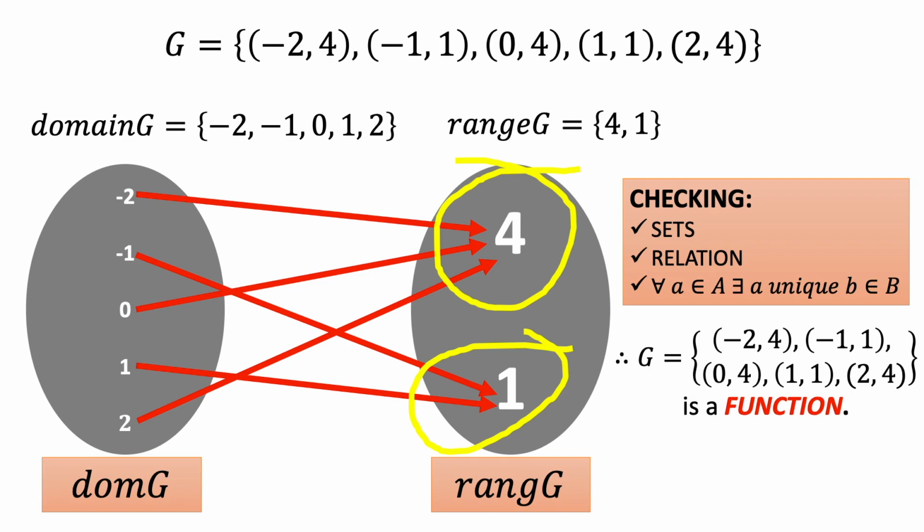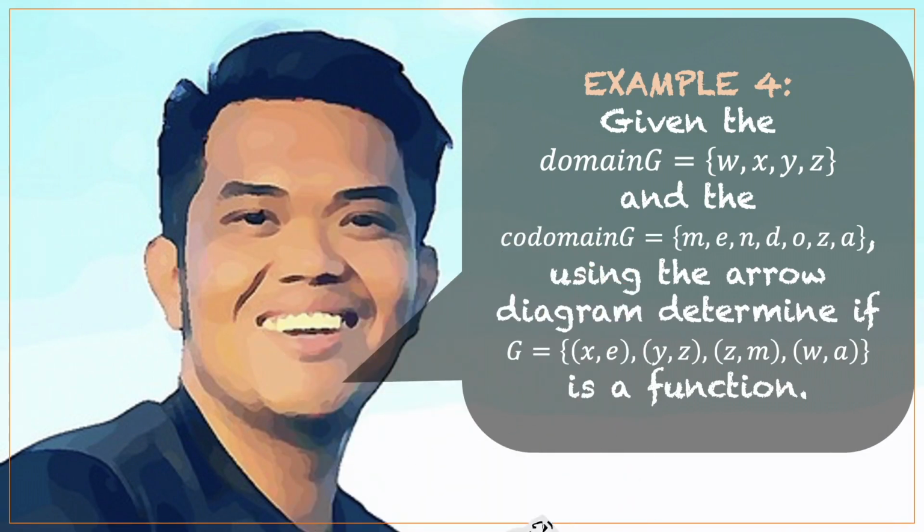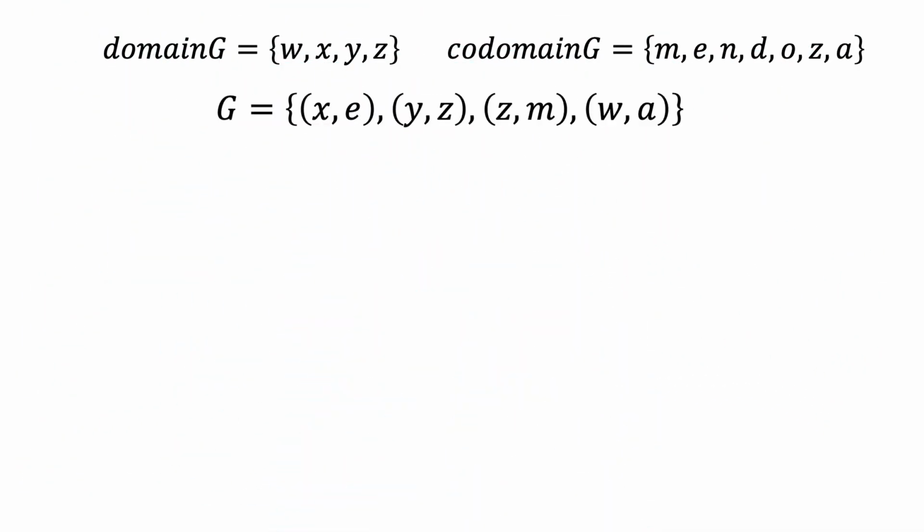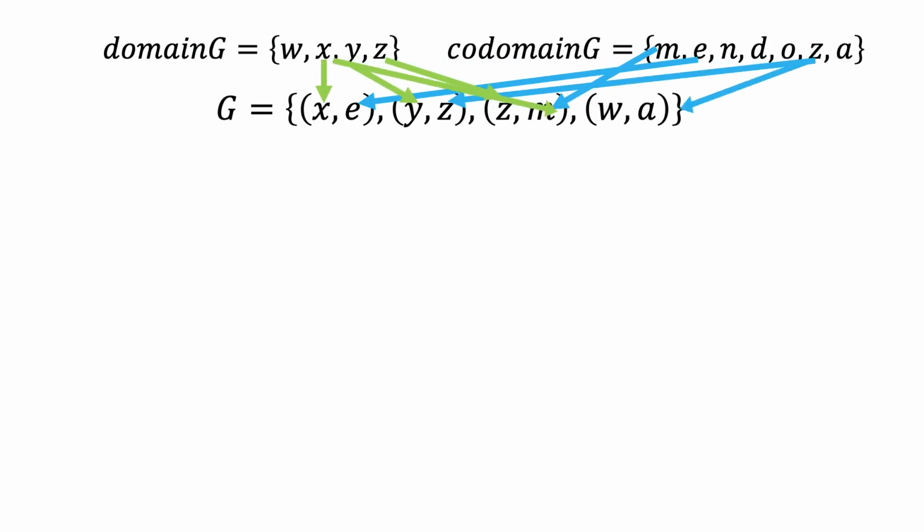Let's try the example number 4. There are instances that the set of ordered pairs will be determined from the predefined domain and codomain, just like here in our example number 4. This example also will help us understand more the difference between codomain and range. Set G is composed of the ordered pairs (x, e), (y, z), (z, m), and (w, a).